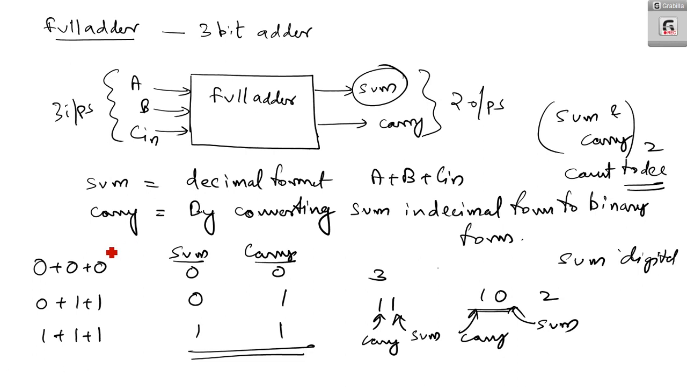For example, if you are having 0 plus 1 plus 1, you will get 2. Sum is actually 2, but you should write it in binary form. So you will get 1 0. That means carry is 1 and sum is 0. So you should write in that form. Okay. Now again 1 plus 1 plus 1 is 3. So carry is 1 as well as sum is 1. Okay. So that is the basic concept of this full adder.